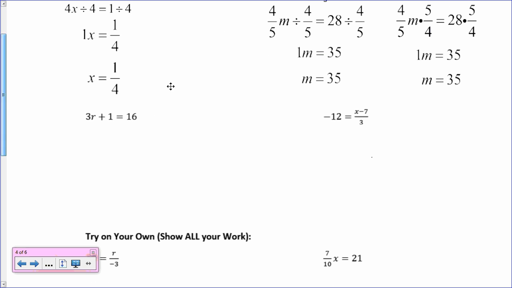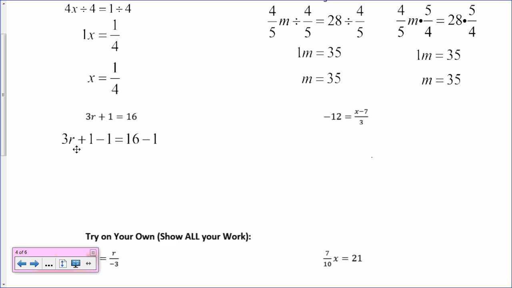All right? Next one, here's a two-step. I have two operations happening here. I've got multiplication with the r, and I've got 1 being added to that r. Okay, so we follow SADMAG. I undo any subtraction or addition first. So I have to undo this addition. How do I undo addition? I subtract. So I have to subtract 1 from both sides.